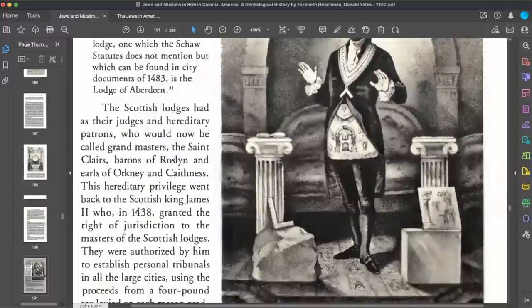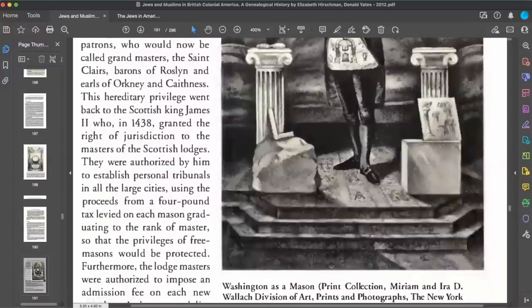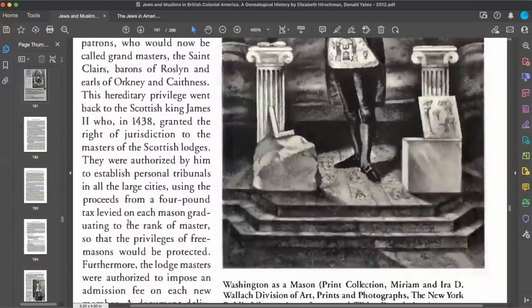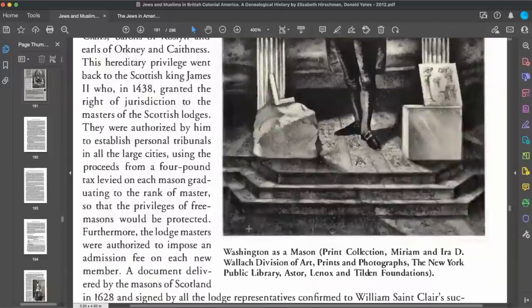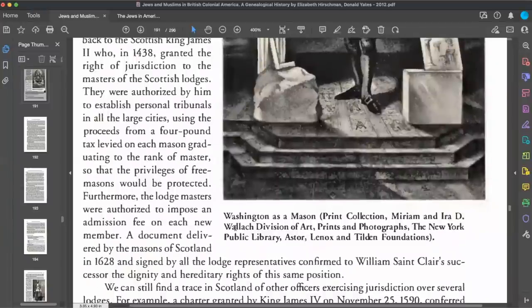Caithness, Cathars. This hereditary privilege went back to the Scottish King James II, who in 1438 granted the right of jurisdiction to the masters of the Scottish lodges. They were authorized by him to establish personal tribunals in all the large cities using the proceeds from a £4 tax levied on each Mason graduating to the rank of master, so that the privileges of Freemasons would be protected. Furthermore, the lodge masters were authorized to impose an admission fee on each new member. A document delivered by the Masons of Scotland in 1628, and signed by all the lodge representatives, confirmed to William St. Clair's successor the dignity and hereditary rights of this same position.